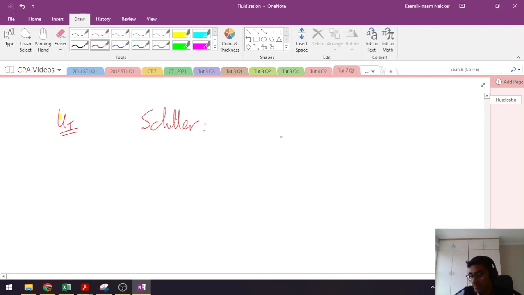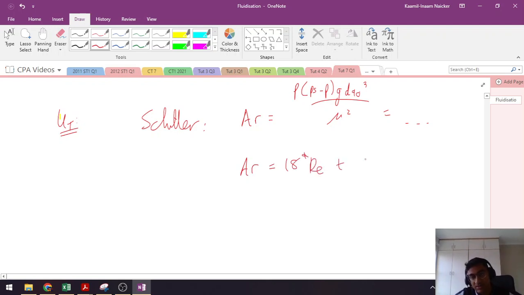And here's how we do that. We calculate the Archimedes number: rho solid minus rho gas, times g, times D90, remember, transfer velocity, this is cubed, divided by the viscosity squared. Once you've determined your Archimedes number, you can say that Archimedes is equal to 18 times Reynolds number plus 2.7 Reynolds number to the power of 1.68.